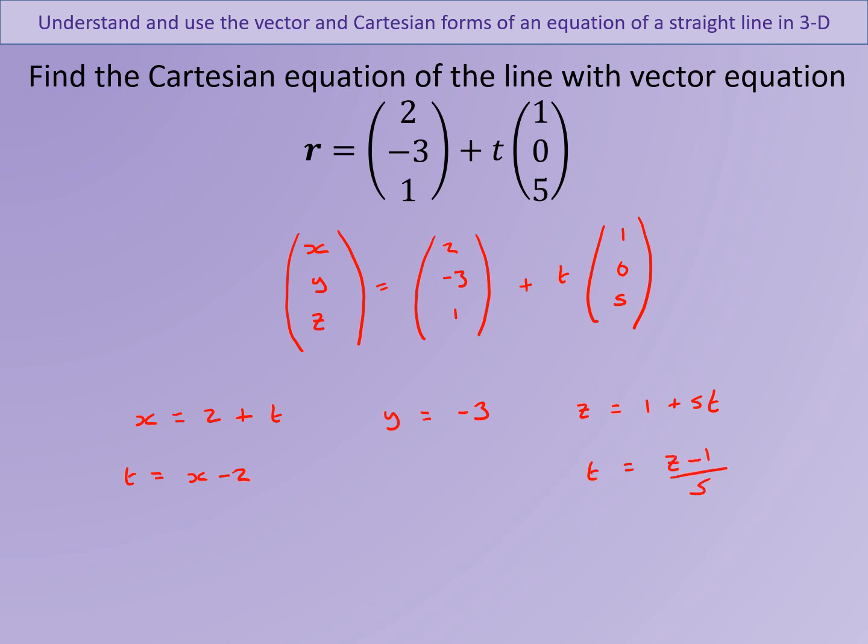We're going to put the 2 that have t as subject equal to each other. So x minus 2 equals z minus 1 over 5. And then because the y component doesn't have t, we're just going to put a comma, y equals negative 3. What this tells us is that as t varies, the y component will always be minus 3 because the direction vector is 0 in that direction, so the line is not moving in the y direction.